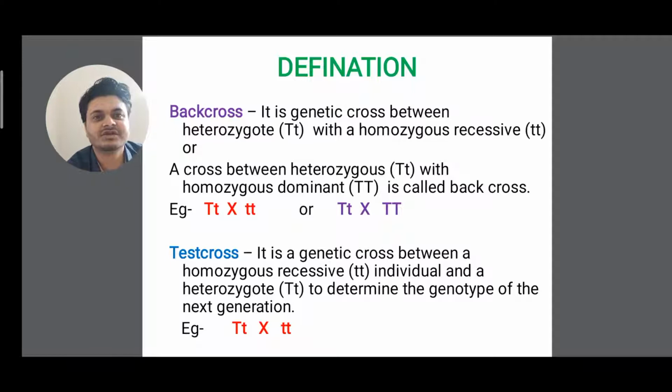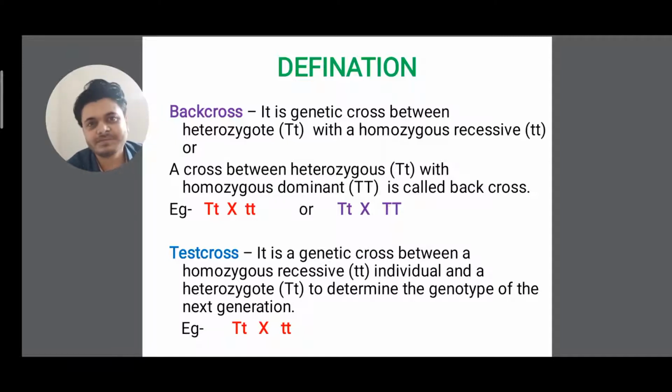So you can see the definition for a back cross. It is a genetic cross between a heterozygote, that means capital T small t, that was phenotype tall, isn't it? But genotype is heterozygote, clear? With a homozygous recessive small t dwarf, clear? Or one more cross is there, a cross between the heterozygote, that means F1 hybrid, with the homozygous dominant, is called a back cross. So the first example is capital T small t, that is F1 hybrid, into small t, the recessive of the previous generation. Or another, it will be F1 hybrid with the dominant one.